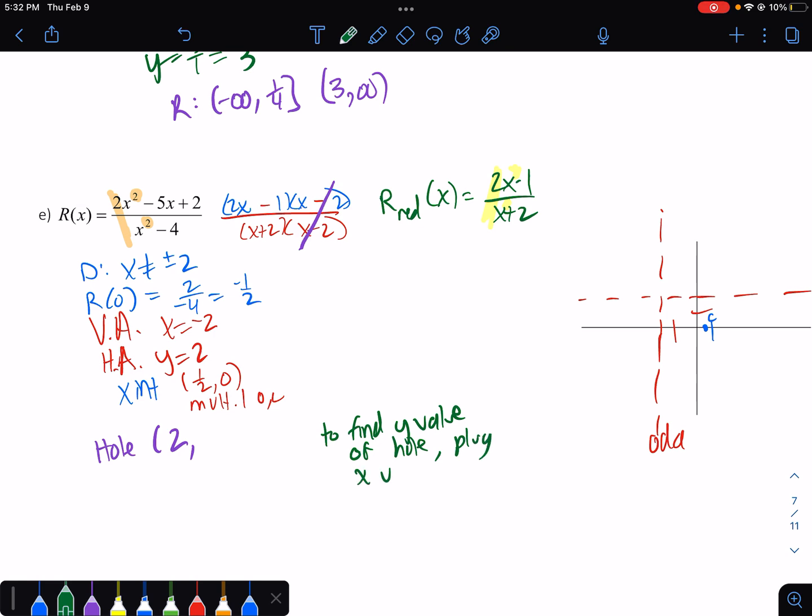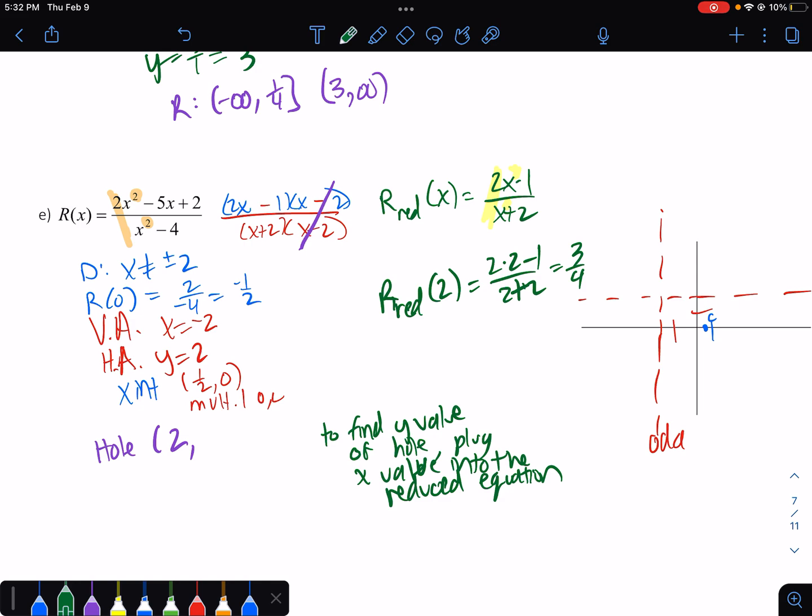plug the x value into the reduced equation. So here I'm going to find reduced of 2. So I have 2 times 2 minus 1 over 2 plus 2. So 2 times 2 is 4 minus 1, which is 3. 2 plus 2 is 4. So it's 3/4. So I'm going to come here, and at 3/4, I'm going to draw an open circle, which is a hole or a lack of a point.